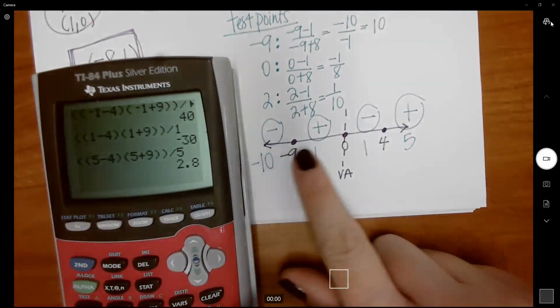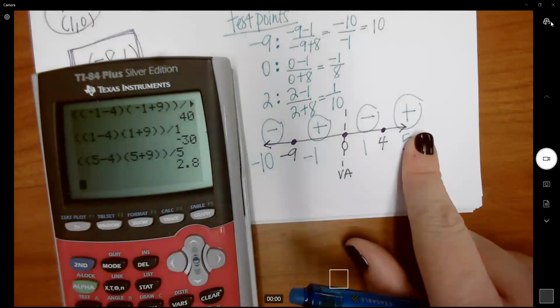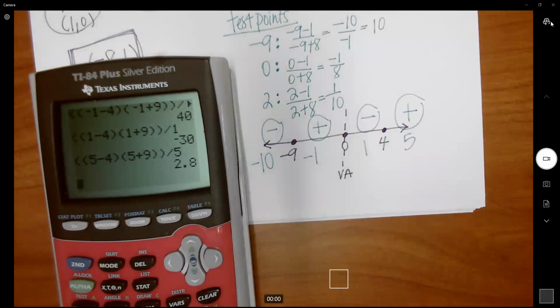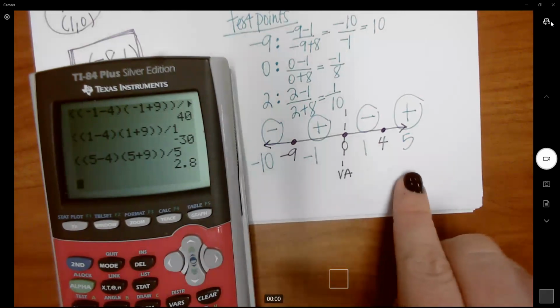These have been going plus minus, or alternating the other way. The other one was plus minus plus. Don't assume it's going to alternate because they don't always alternate. You've got to pick your test points and plug them in.